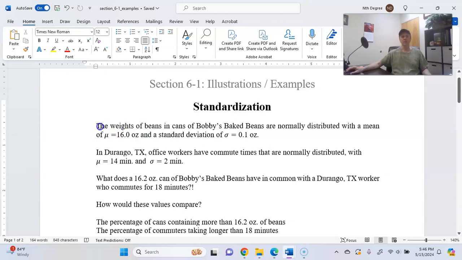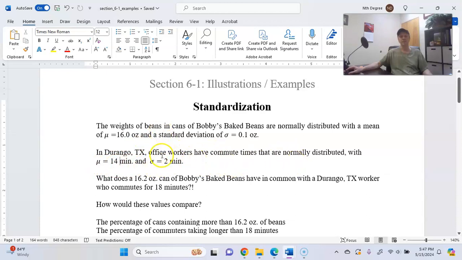Okay, so the weights of beans in cans of Bobby's Baked Beans are normally distributed with a mean of 16.0 ounces, symbolized by mu, and a standard deviation of sigma equals 0.1 ounces. Meanwhile, in Durango, Texas, office workers have commute times that are normally distributed with a mean of 14 minutes and a standard deviation of 2 minutes.